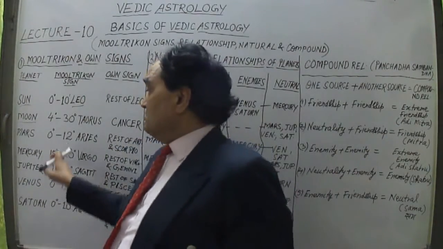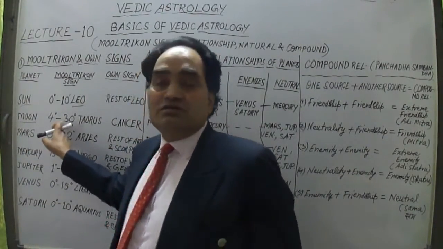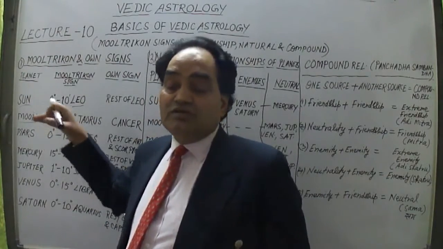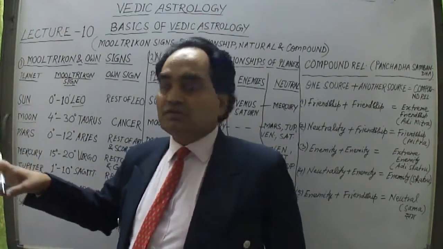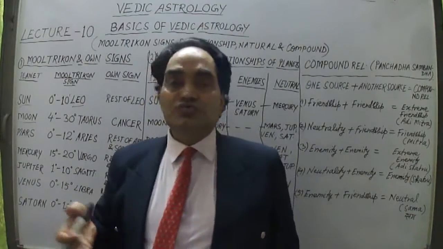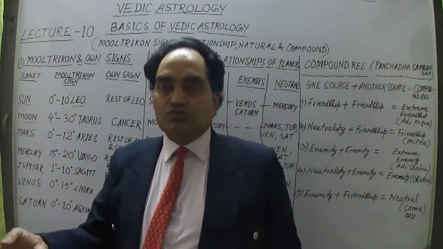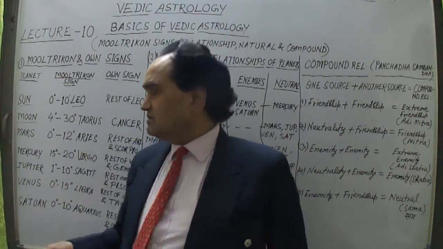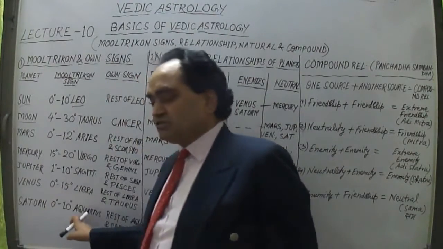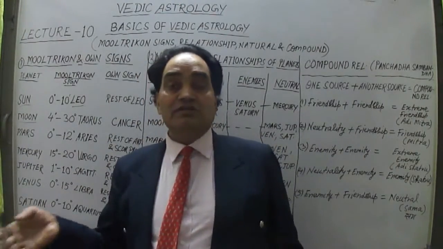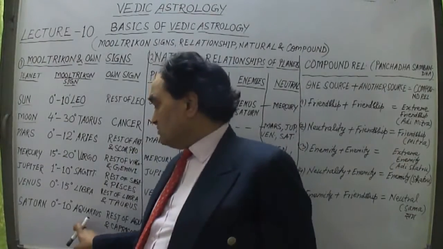And the Moon has its Mooltrikon sign in a different sign. This is the only exception. Others have it in their own signs. The remaining portion of that sign is owned by the same planet. For example, Aquarius sign is lorded by Saturn. We know about 10 and 11. This is the 11th sign, Aquarius.